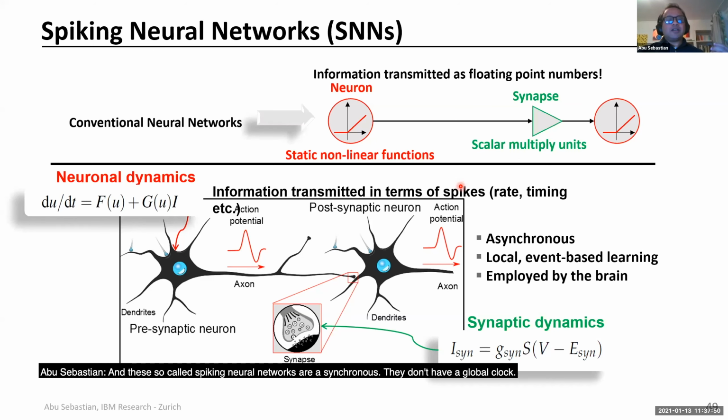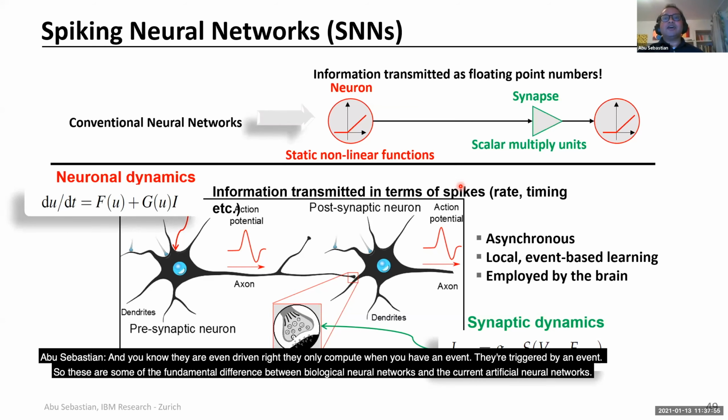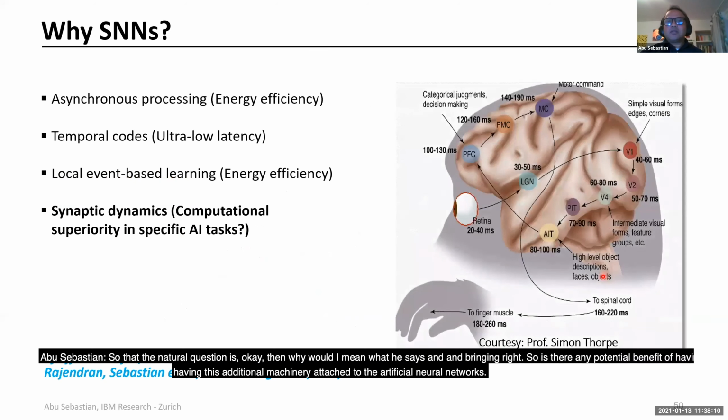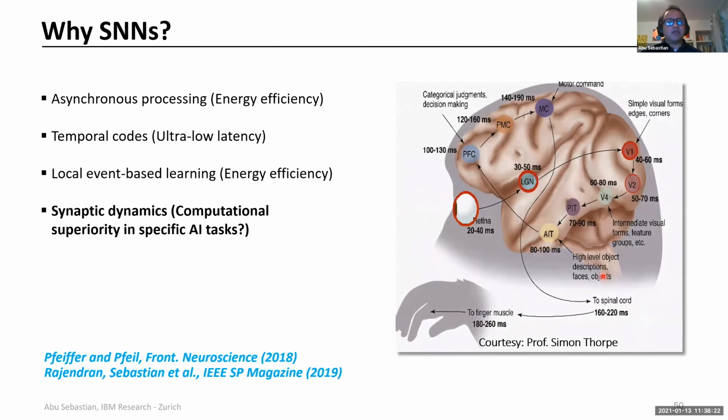And these so-called spiking neural networks are asynchronous. They don't have a global clock, and they are event-driven, right? They only compute when you have an event. They're triggered by an event. So these are some of the fundamental differences between biological neural networks and the current artificial neural networks. So the natural question is, okay, then what is SNN bringing, right? So is there any potential benefit of having this additional machinery attached to the artificial neural networks?